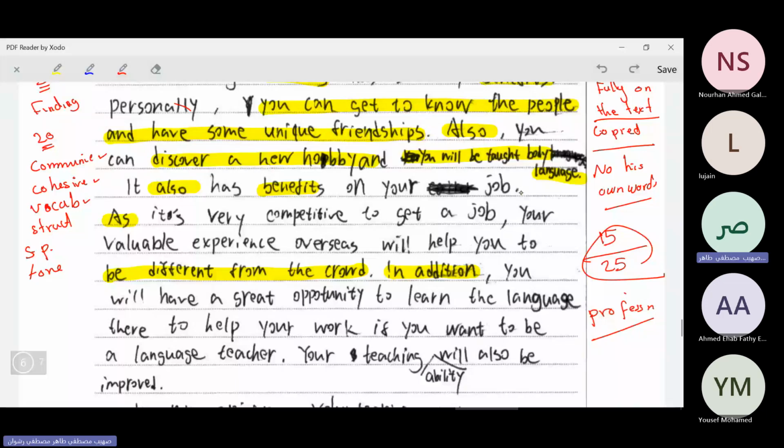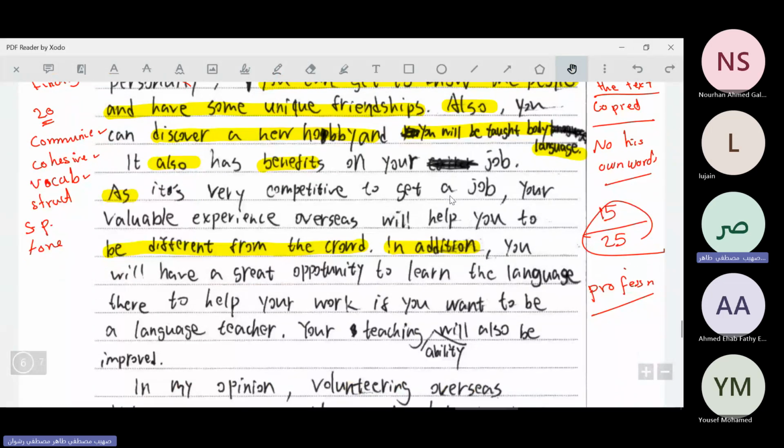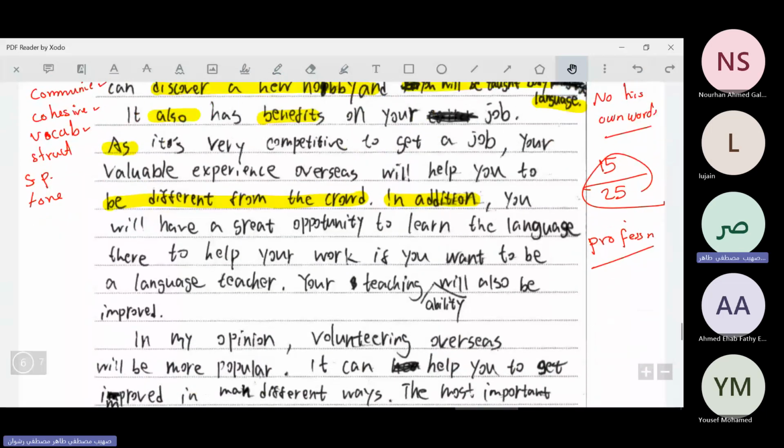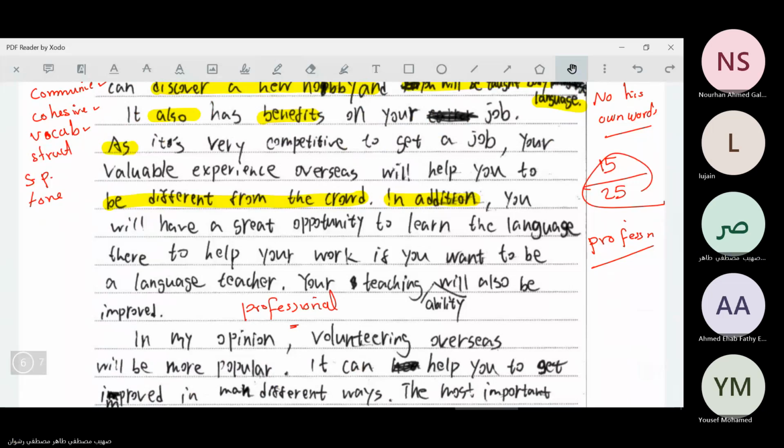personal benefits. Okay, and the student here didn't organize his idea. He didn't organize his answer, so we couldn't easily identify where the professional points are. So let's revise again. Where are the professional benefits here that you can identify?